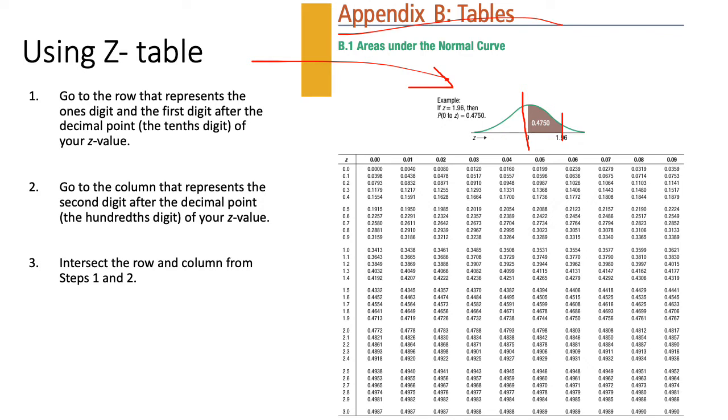First, go to the row that represents the ones digit and the first digit after the decimal point, the tenths digit, of your Z value. So if we were looking for 1.96, we'd start by going to 1.9, which is right here. Next, we go to the column that represents the second digit after the decimal, which is the hundredths digit. In this case, it's 0.06. So notice right here we have 1.96, which is what we're looking for, which is the intersection of the row and column from steps 1 and 2. The next video will give you a full overview of how we find z-values.